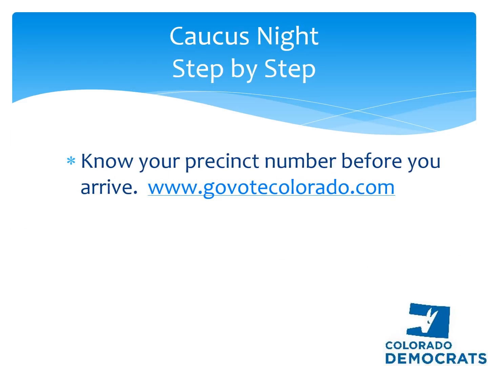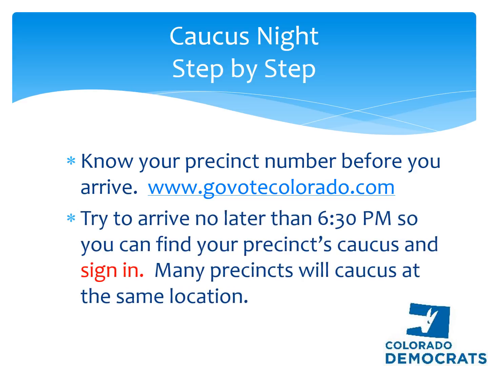It will be very helpful if you know your precinct number before you arrive. Again, you can find that at govotecolorado.com. Try to arrive at your precinct caucus no later than 6:30 p.m. so you can find your precinct within the larger building and sign in. Many precincts will caucus at the same location, and it may take a few minutes to locate your individual precinct.